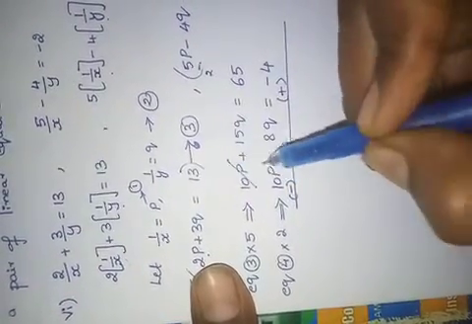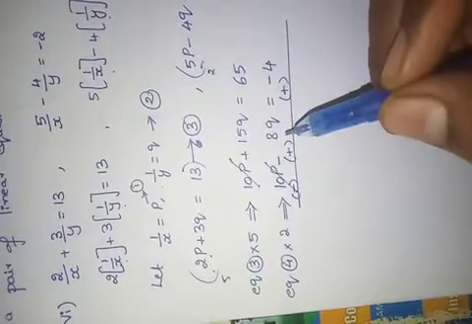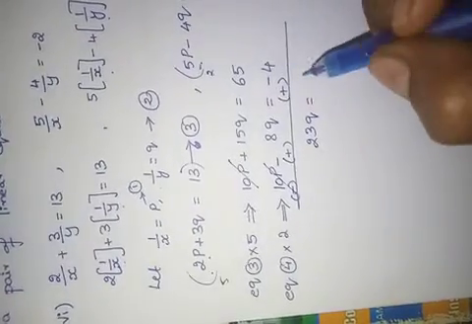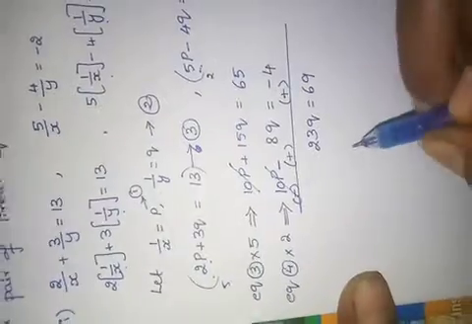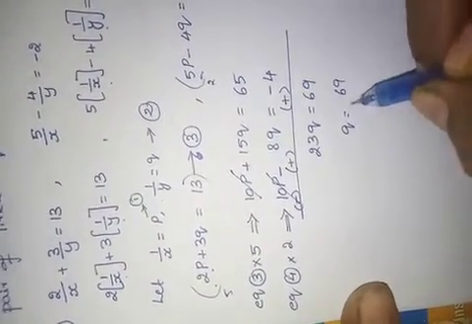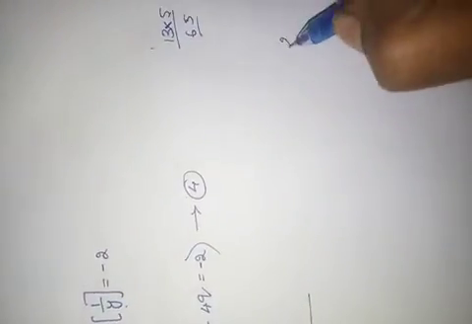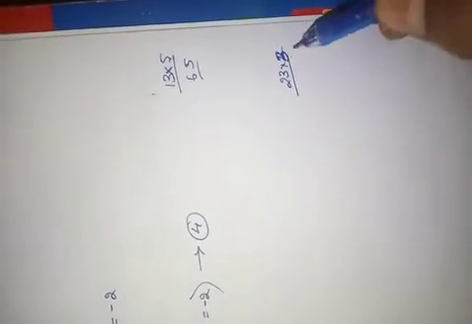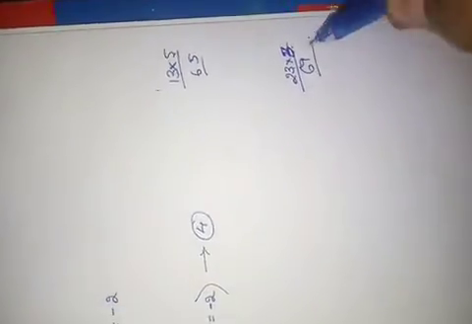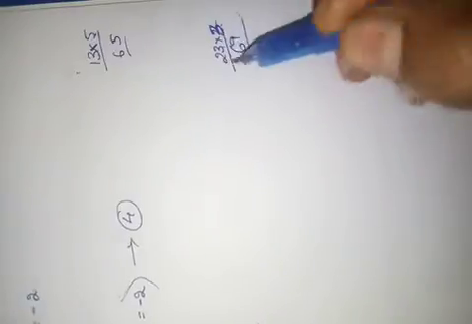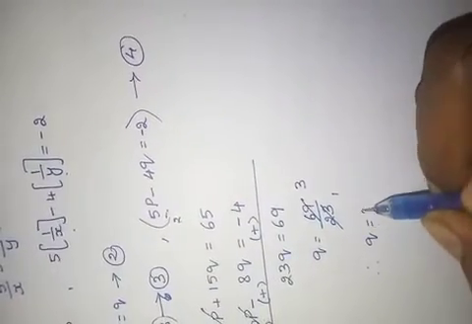Now solve it. Plus 10p minus 10p. 15 plus 8, 9, 10, 11, 12, 13, 23q equals, addition, no? 69. q equals 69 by 23. See here, 23 into 3: 3 threes are 9, 3 twos are 6. That's all, no? Is it okay? Therefore, what is the value of q?